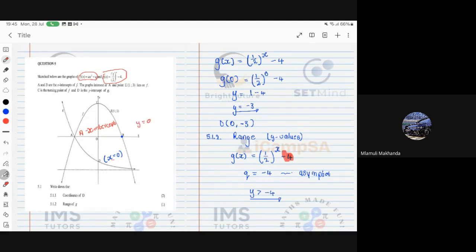So you can see that you already have your, what do you call this thing.